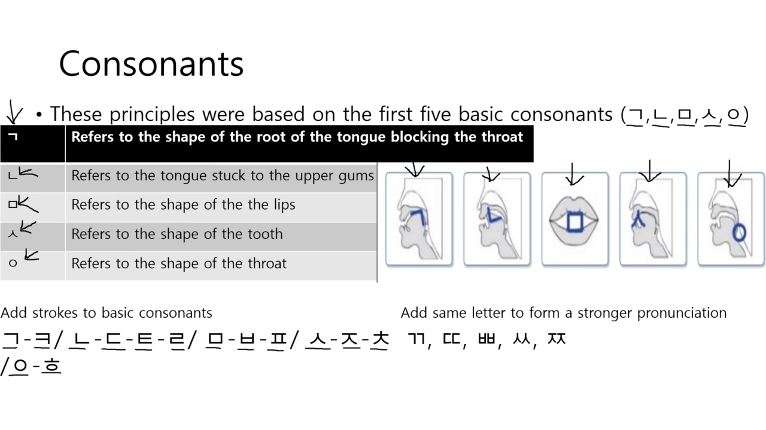And we can add the same letter to form a stronger pronunciation. So we add the same letter, 기역 and 기역, to make 쌍기역. And we add 디귿 and 디귿 together to make 쌍디귿. And it goes on and on.